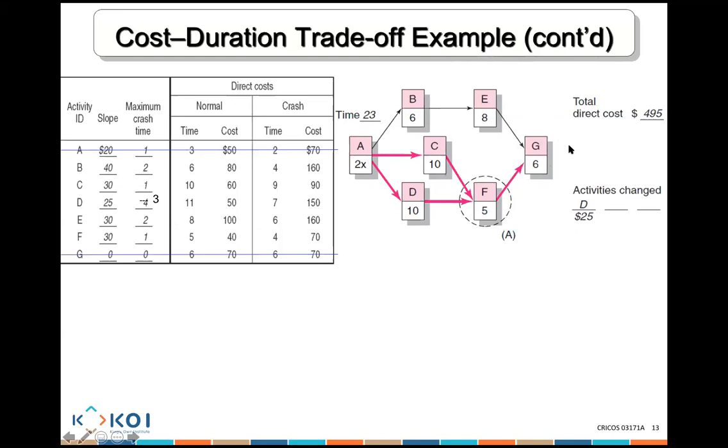Now let me ask you, we know we can't crash A, we know we can't crash G. We know we can crash C, D, and F. Which one would we crash?